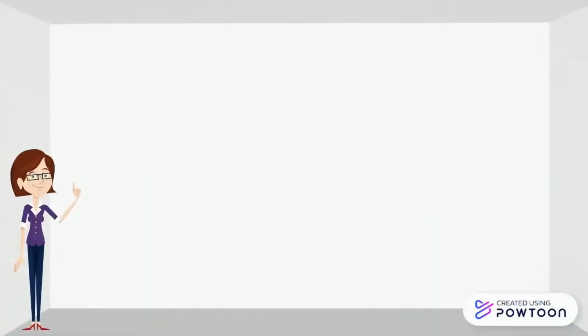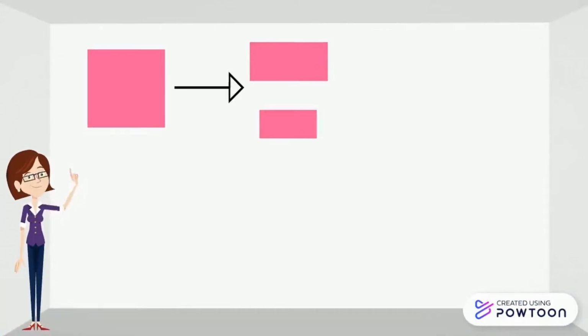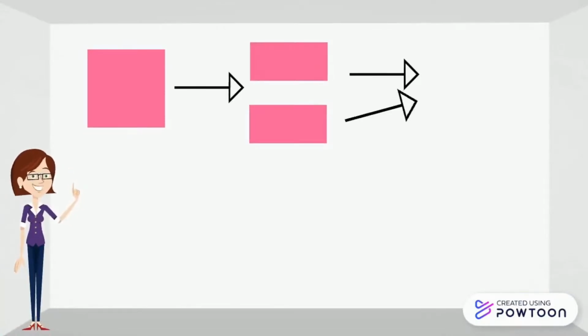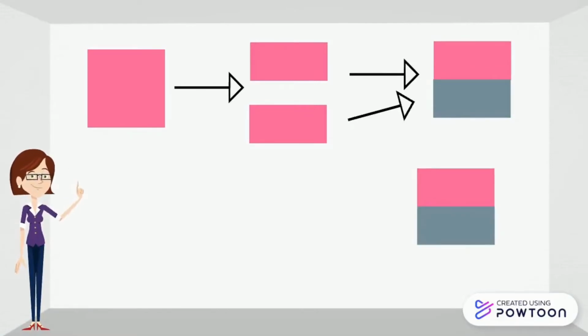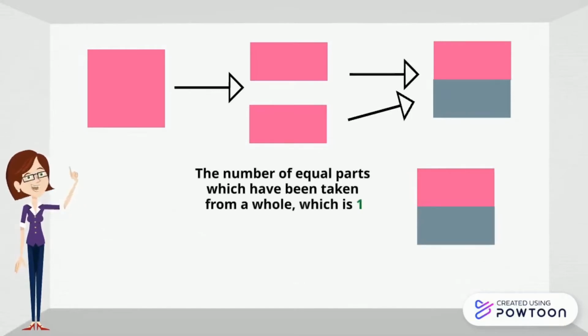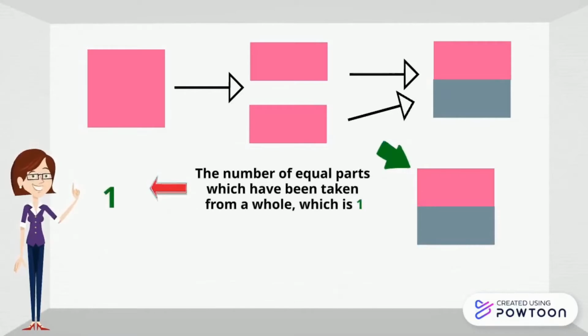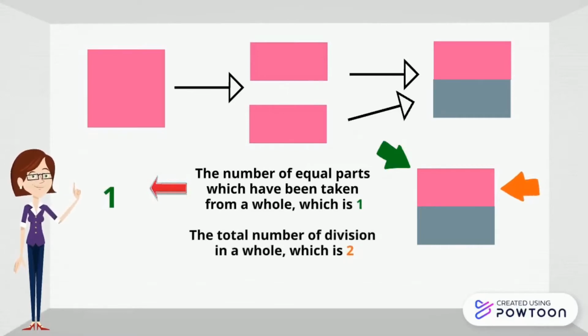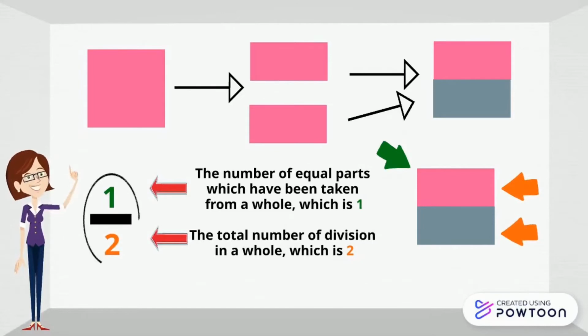From that story, a piece of candy got split into two equal parts. Each part is a fraction of the candy. To know the value of that fraction, for the numerator, simply count the number of equal parts which have been taken from a whole, which is 1. And for the denominator, we count the total number of divisions in a whole, which is 2. So the value of this fraction is 1/2.